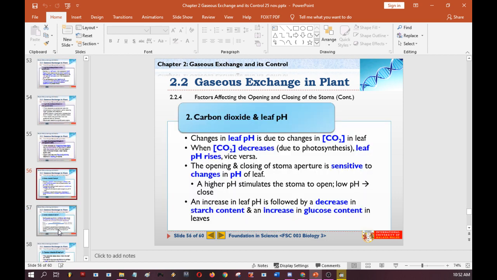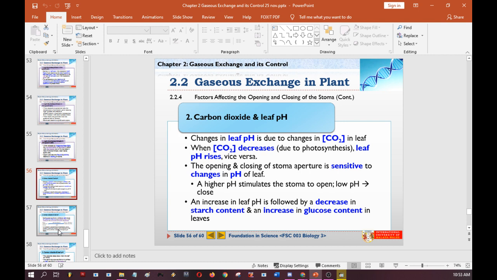So what about pH? If you want to compare it with humans, it is similar, because anytime you have CO2 in something, it will cause that thing to become much more acidic. So when CO2 decreases due to photosynthesis, the leaf pH rises. It means that the leaf becomes much more alkaline.